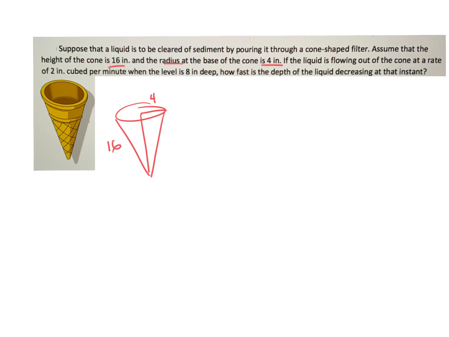All right, and then it says the water is flowing out of the cone at a rate of 2. So what does that tell us? It's a volume of a cone, so dV/dt is what? Not 2, but negative 2. Why is it negative? Because it's going out. If something were going into my cone, then it would be a positive 2. And then it says the level is 8 inches deep, and so that tells me my height is 8.